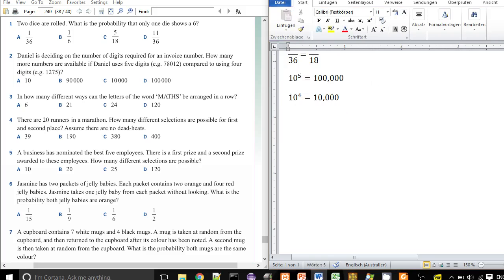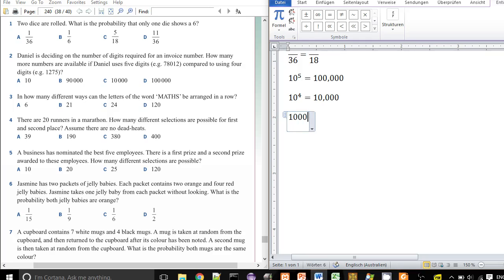So how many more numbers? I'm pretty sure you just subtract. So 100,000 take away 10,000 is 90,000. So I'm pretty sure B is the answer. Okay, 3.